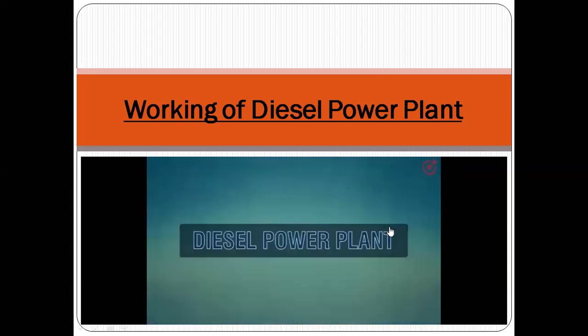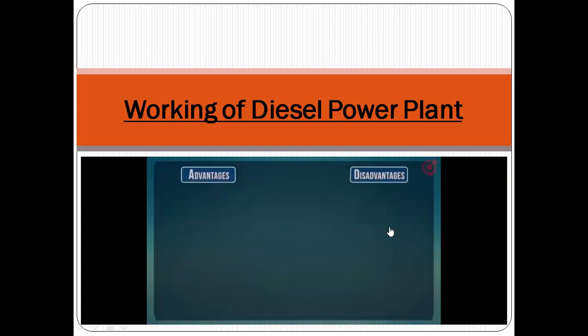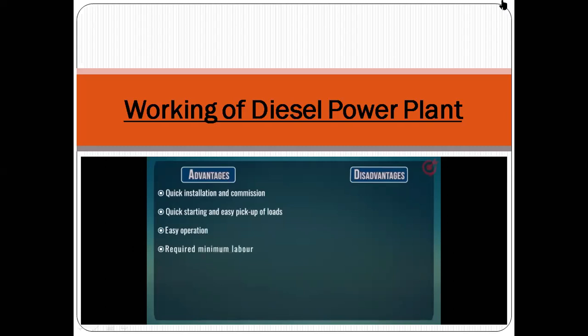Now let's go ahead and take a look at its advantages and disadvantages. Advantages. The plant layout is simple, which ensures quick installation and commissioning as compared to a steam or hydropower plant. Quick starting and easy pickup of loads in a very short span of time. Easy load operation and requires minimum labor. Simple fuel handling and efficient ash disposal. High level of efficiency.